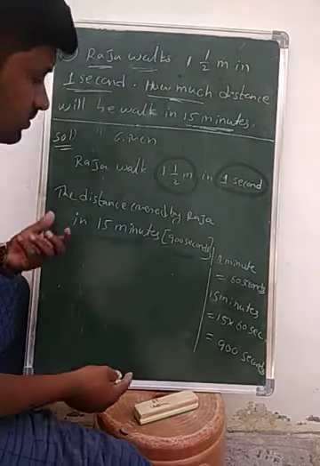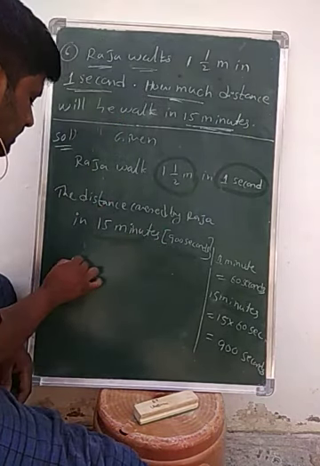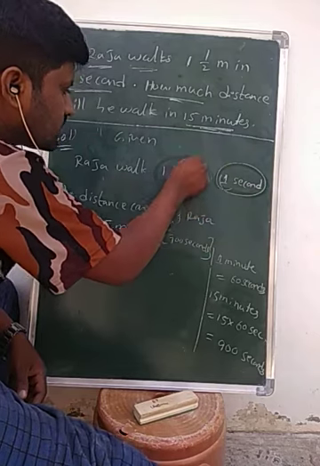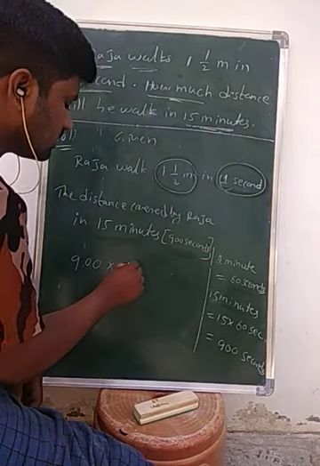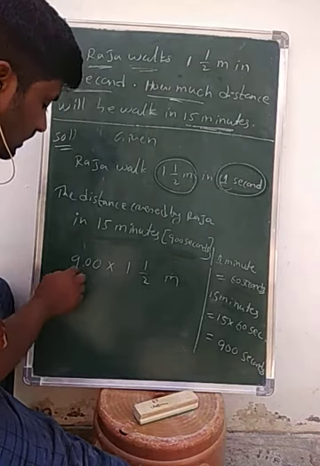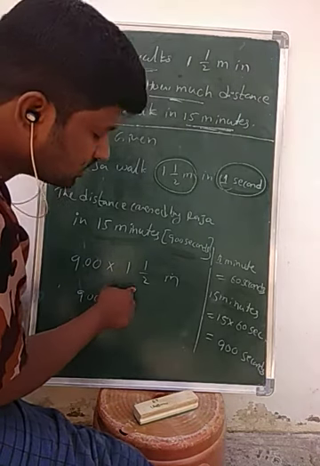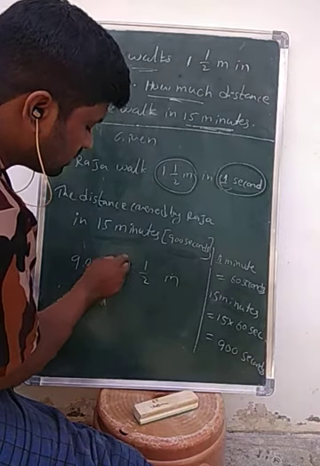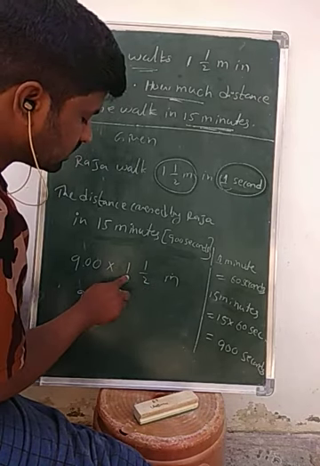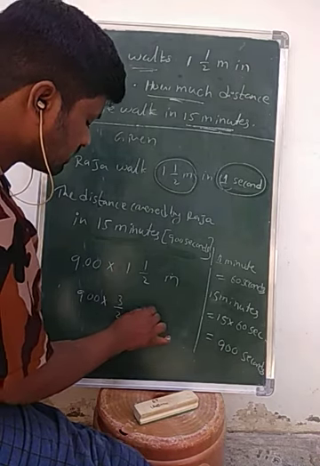So the distance covered by Raja in 15 minutes, that is nothing but 900 seconds, that is 900 into in 1 second. In 1 second, how much distance he is covering? 1 by 2 meters. Now 900 into 1 by 2. It is a mixed fraction. I am multiplying the whole number, that is 1, with the denominator of a proper fraction. So that is 2 ones are 2. Then after add numerator, you get that is 3 by 2 meters.